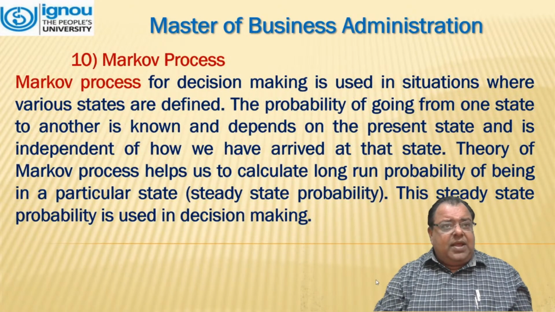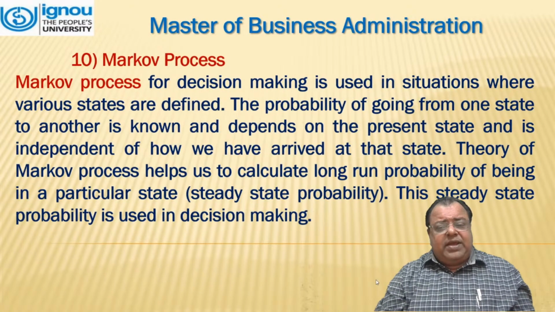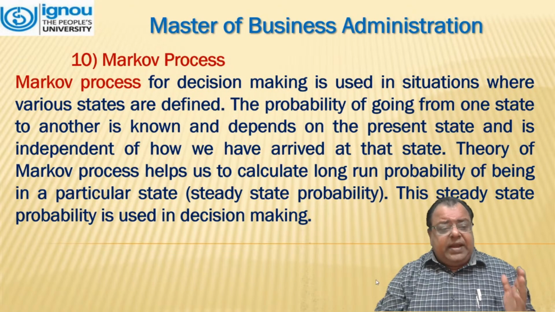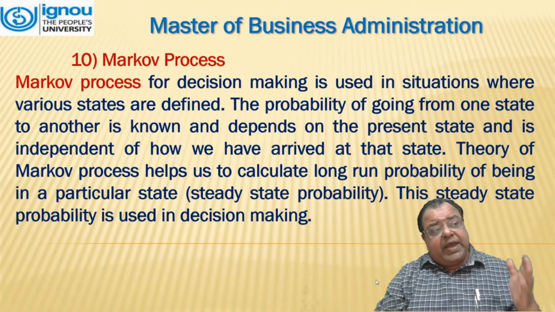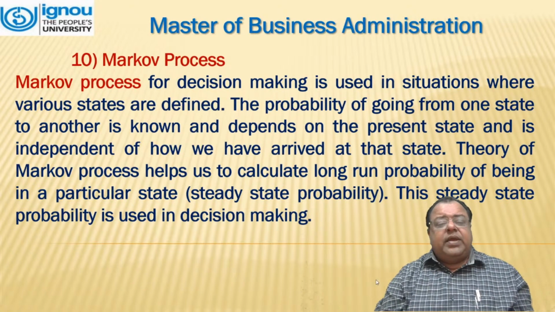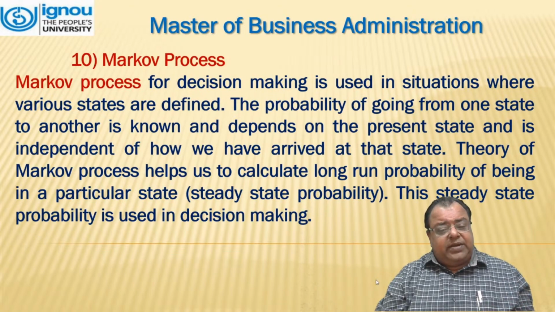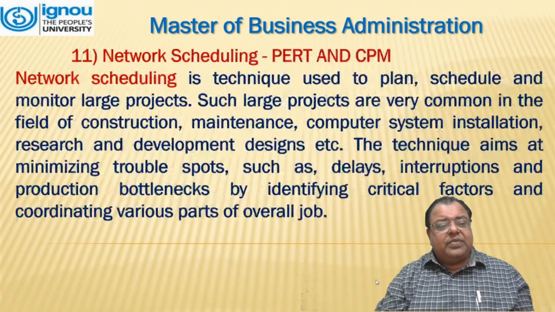Markov process. Markov process for decision making is used in situations where various states are defined. The probability of going from one state to another is known and it depends on the present state and is independent of how we have arrived at that state. Theory of Markov process helps us to calculate the long-run probability of being in a particular state, the steady state probability. This steady state probability is used in decision making.